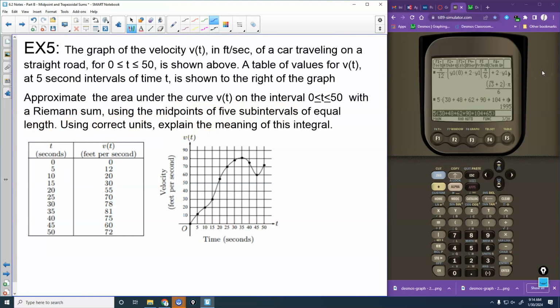So we're using 5 rectangles, 5 sub-intervals from 0 to 50. The graph is here. That helps me see. So my sub-intervals are going to be here at 10, 20, 30, 40, and 50. But I'm using a midpoint rule for this, which means I'm not using the point on either end. I'm using that point in between. So wherever that midpoint is in between is where I would draw my rectangle.